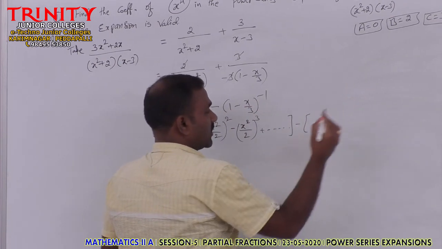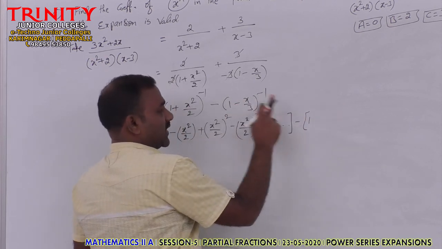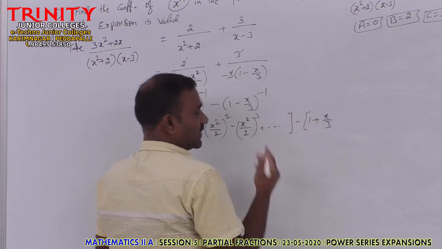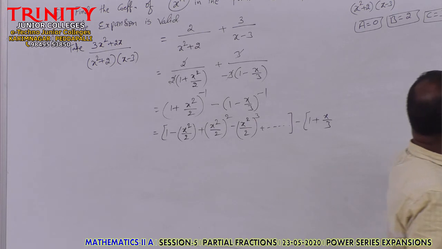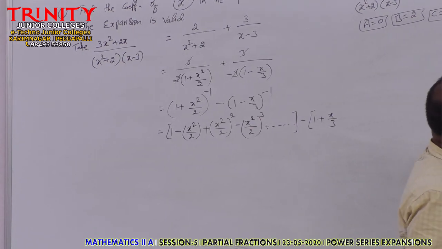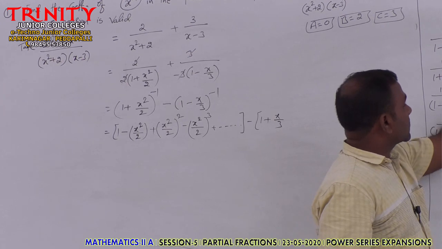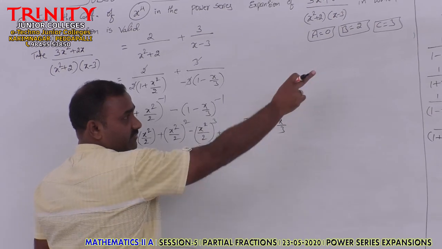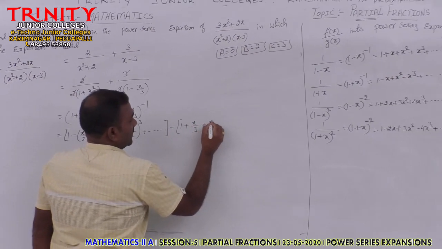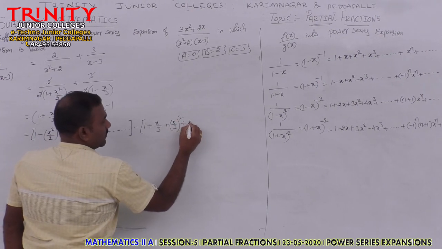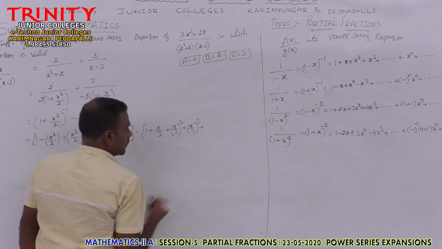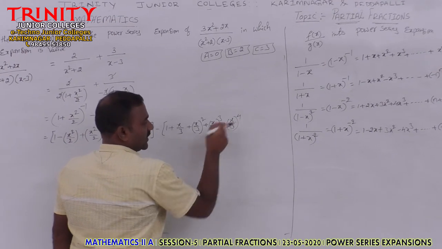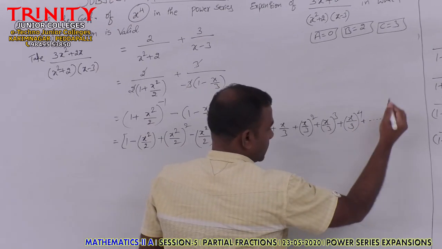Then expand in the standard form: 1 plus x plus x square plus x cube, all are positive. But in place of x here we have x by 3. That's why we replace x in that formula with x by 3: 1 plus x by 3 plus x by 3 whole square plus x by 3 whole cube, and up to x by 3 whole to the power of 4 to get the x power 4 coefficient. Here we will get the x power 4 coefficient, so we stop the expression here.